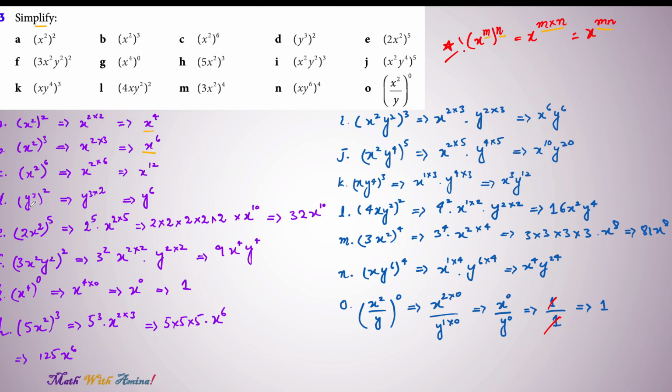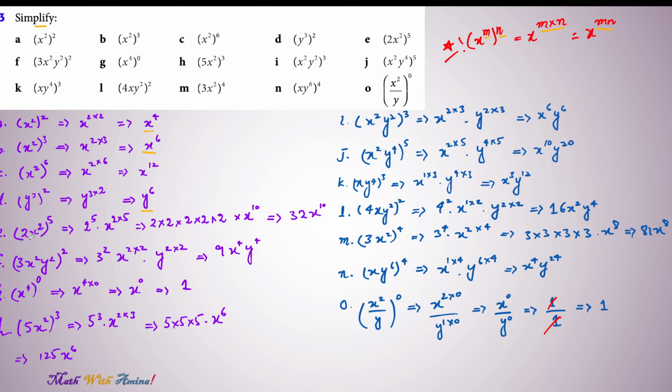Then we have y cubed raised to the power of 2. So again, the powers or indices are multiplied. We get 3 multiplied by 2, which is equal to 6. So we get the answer as y raised to the power of 6.